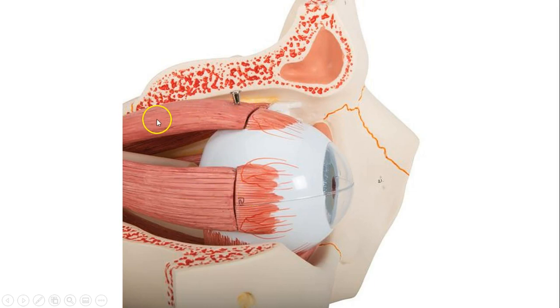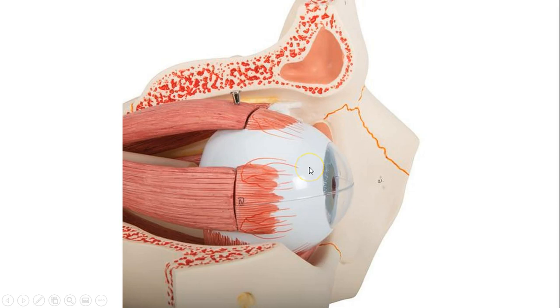This would be your superior rectus. You can kind of see some of your superior oblique going through the little trochlea here, but it's not great. You can even see a little bit of the inferior oblique down here. Remember, lateral rectus makes you look laterally. Superior rectus makes you look up. Barely see inferior rectus down here. That's going to obviously make you look down.